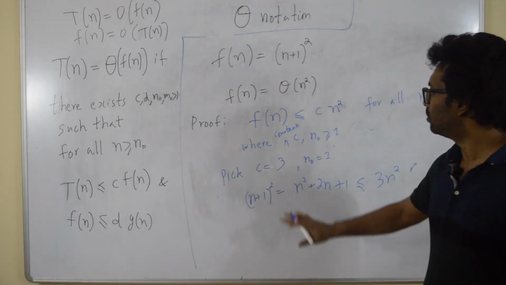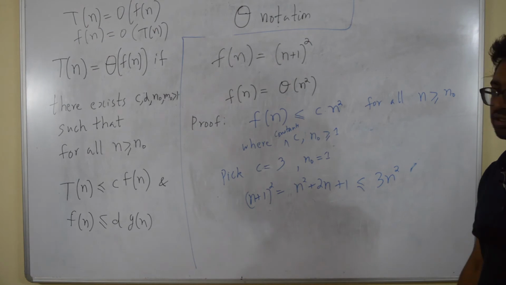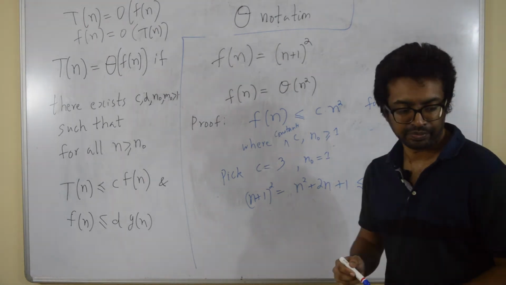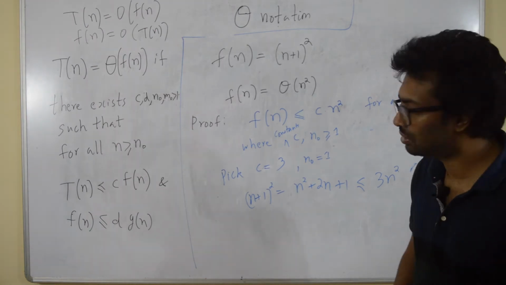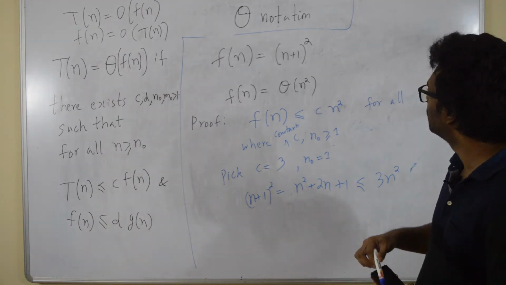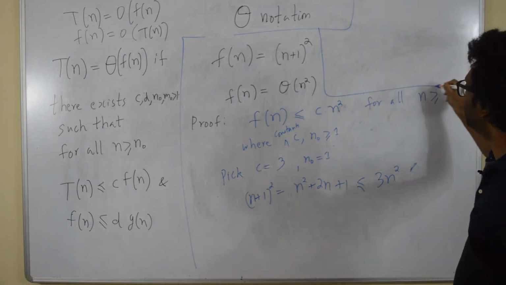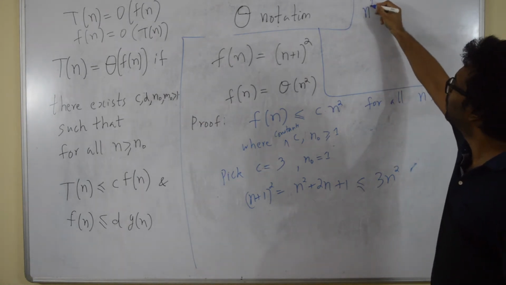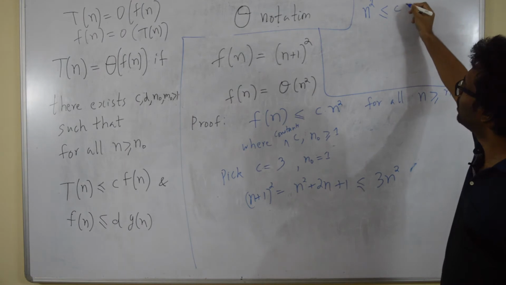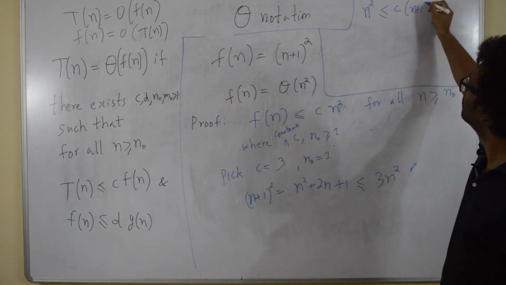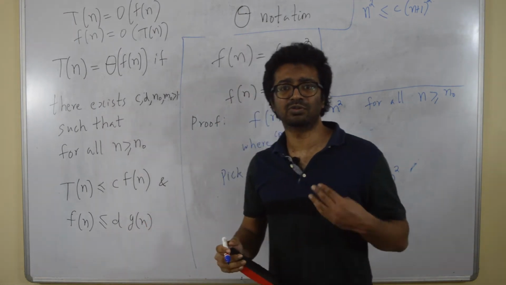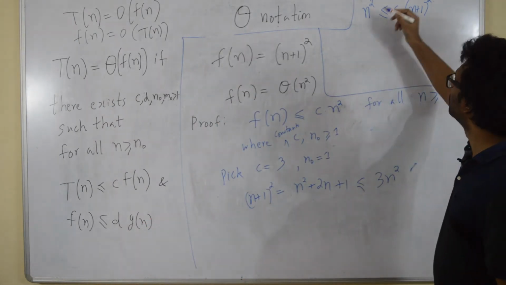So we now have the claim that f of n is less than or equal to c times n square. Now what do I have to show? I have to show the other direction. I have shown this direction. Now let's go and show the other direction. What do we have to show? We have to show that n square is less than or equal to c times (n plus 1) square. Is this true? This is true; just take c to be 1.